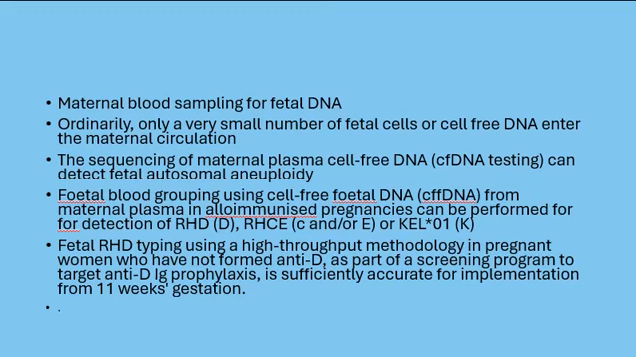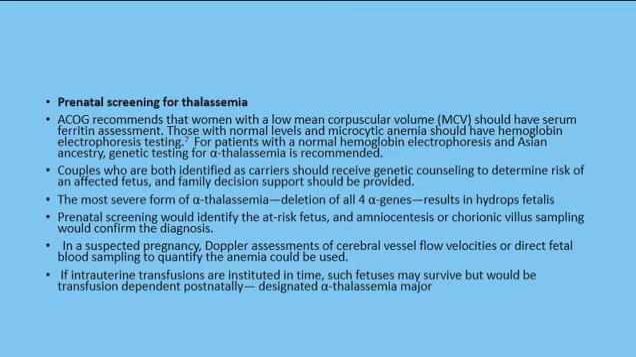Prenatal screening for thalassemia. ACOG recommends that women with a low mean corpuscular volume, MCV, should have serum ferritin assessment. Those with normal levels and microcytic anemia should have hemoglobin electrophoresis testing. For patients with a normal hemoglobin electrophoresis and Asian ancestry, genetic testing for alpha thalassemia is recommended. Couples who are both identified as carriers should receive genetic counseling to determine risk of an affected fetus, and family decision support should be provided.